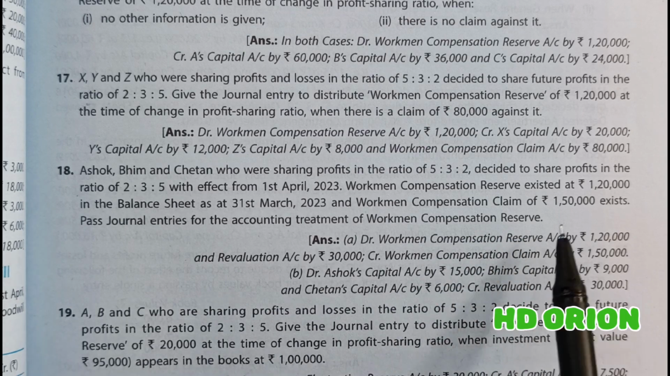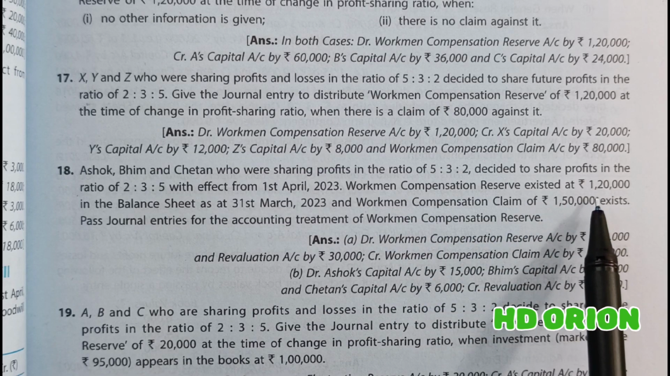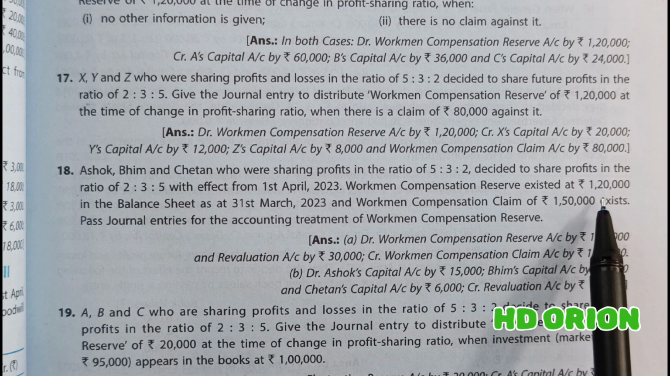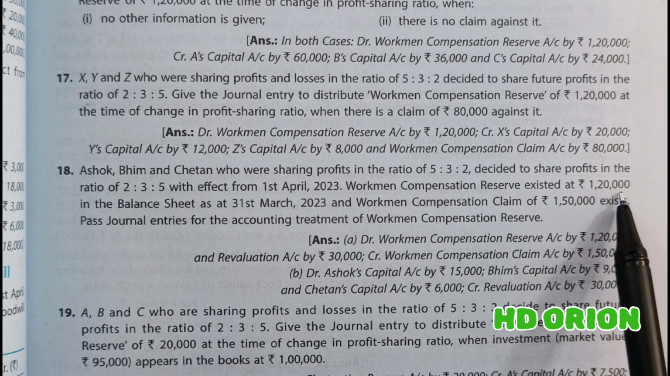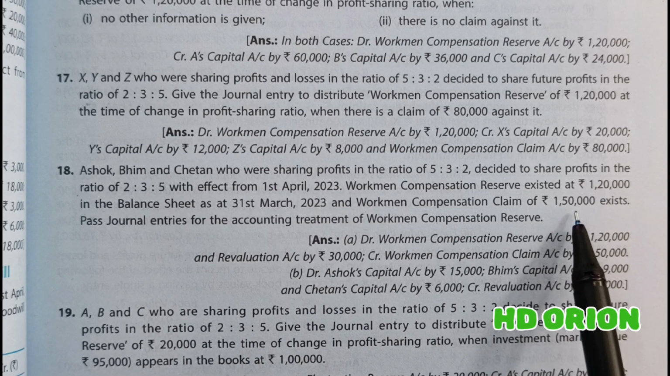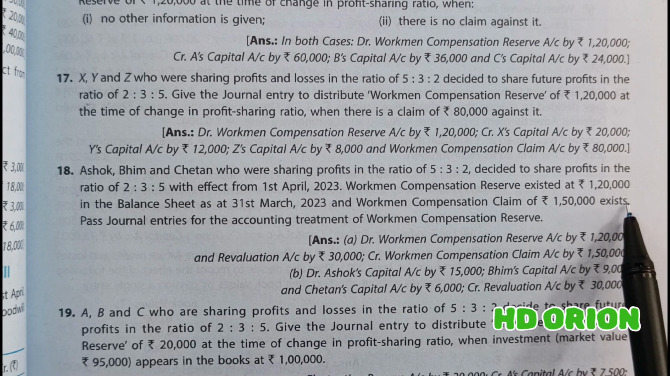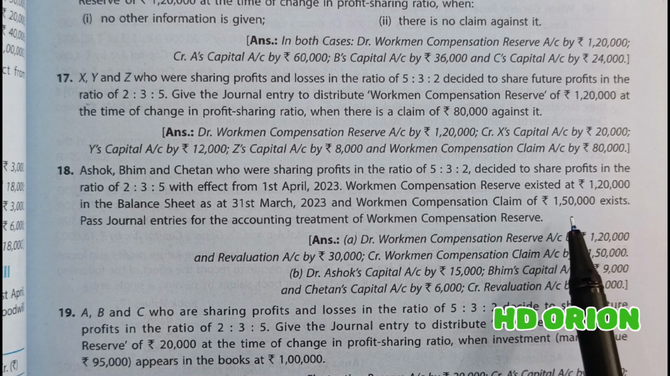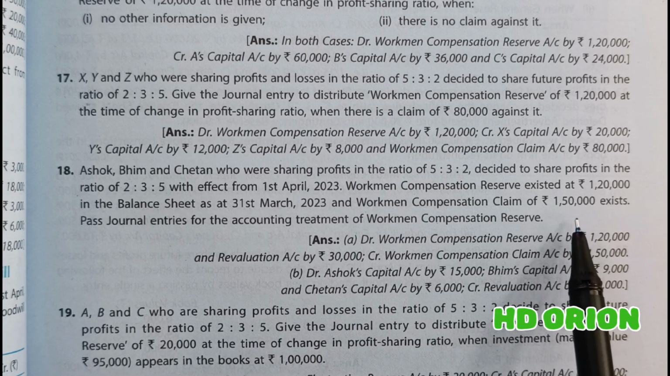Now here in this case, there is an undistributed profit kept by the firm in the form of workman compensation reserve of rupees 1,20,000. But the claim against it is rupees 1,50,000, which is 30,000 rupees more than the reserve. So the entire 1,20,000 will be used to settle the claim. No portion from 1,20,000 will be transferred to partners' capital accounts because there is a claim, and this claim is again beyond the reserve. So even the partners will have to bear the burden of the excess 30,000 rupees.